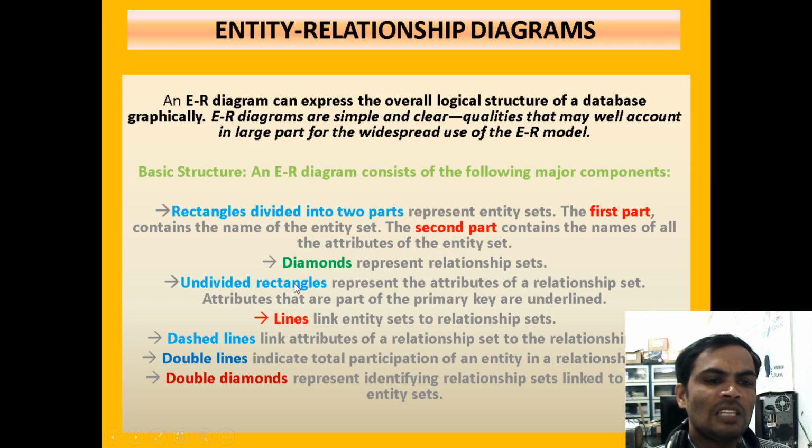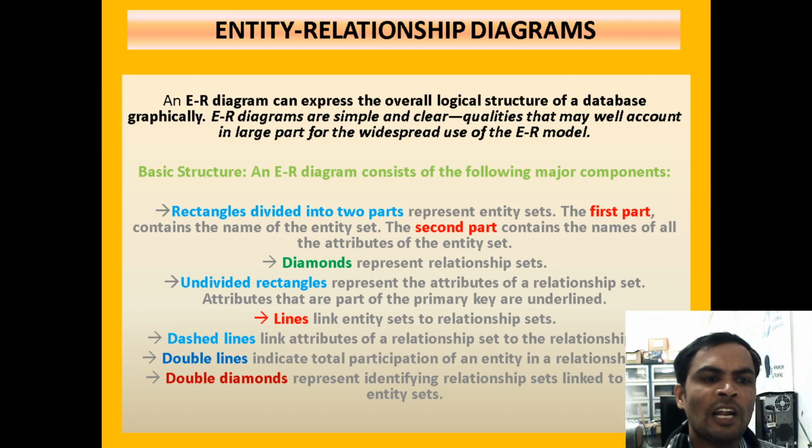Coming to the undivided rectangle: the rectangle component is divided into two parts, but the undivided rectangle is not divided. It represents only the attributes of the relationship. Attributes that are part of the primary key are underlined. When an attribute is underlined, we should consider it a primary key constraint.